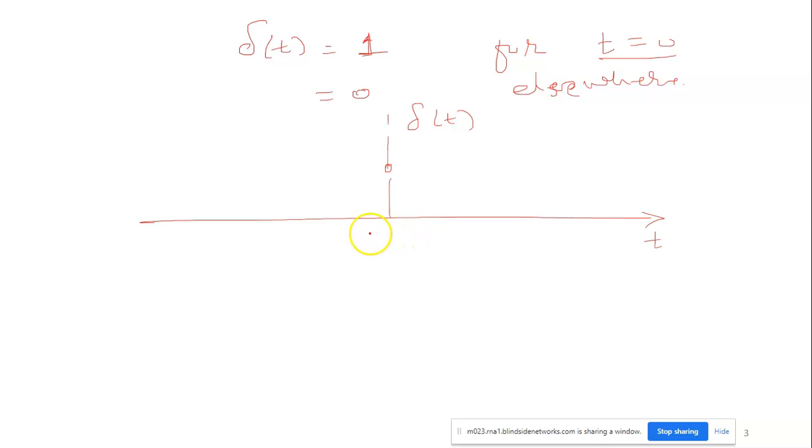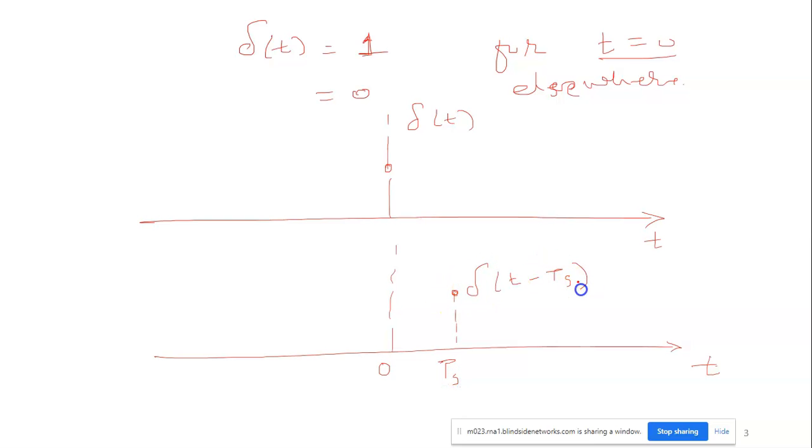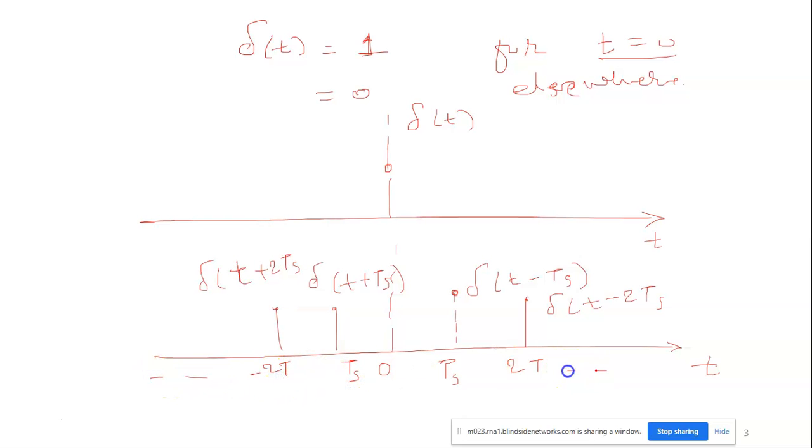How do we shift this? As this is sampling, let's consider that we are shifting the signal by time Ts, on the positive side. So this is 0. When I shift this over here, that is at Ts, it becomes delta(t - Ts). If I shift over here, at 2Ts, it becomes delta(t - 2Ts). If I shift on the left side, it becomes delta(t + Ts), and here it becomes delta(t + 2Ts). This is minus Ts, this is minus 2Ts, and this will go on.